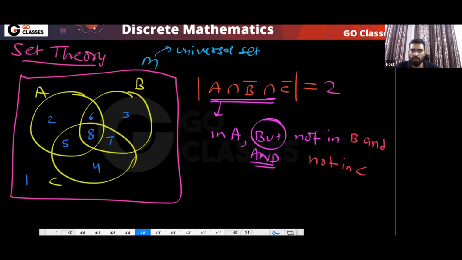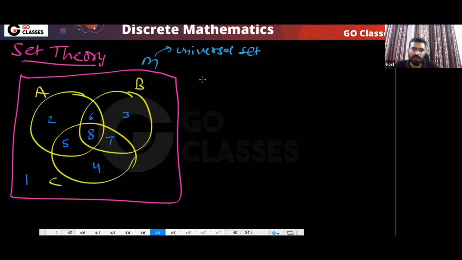Like this you can do. Whatever they ask you, if I ask you only B, only in B, then what will be the area? Only B means area 3. If I ask you only C, then that will be area number 4.